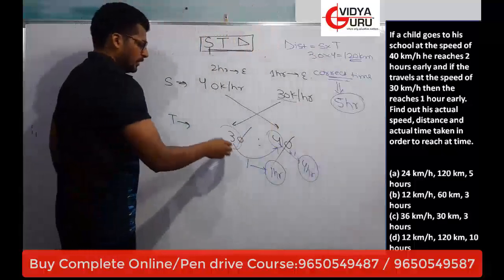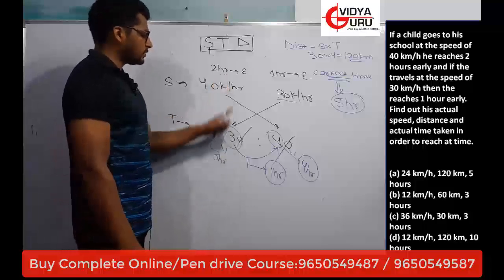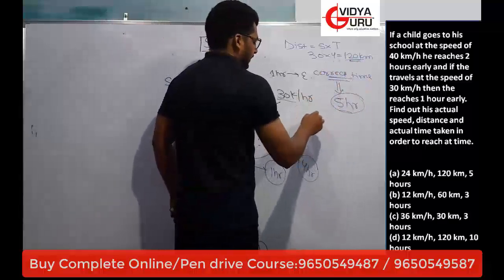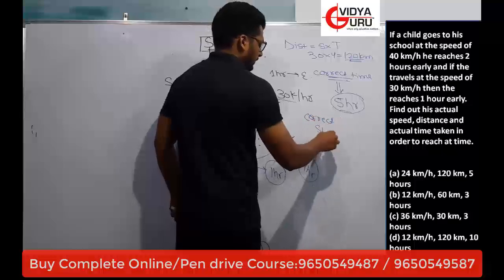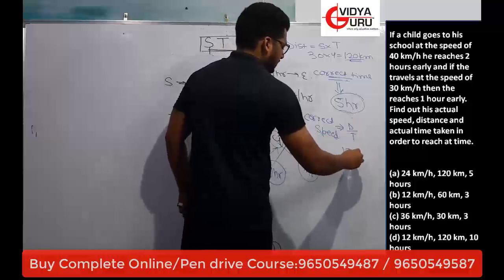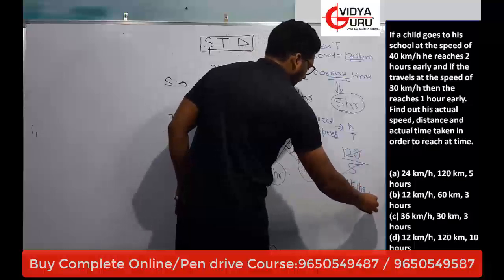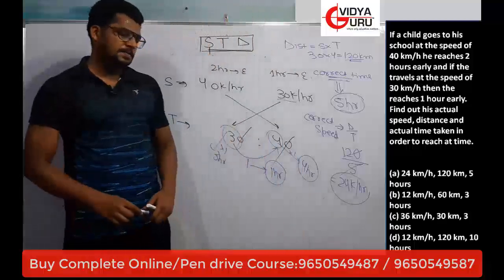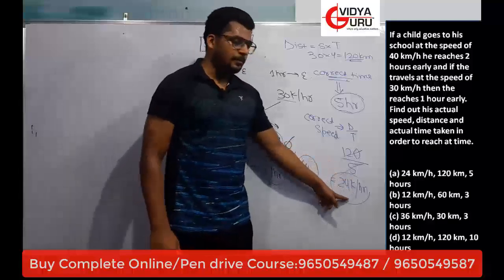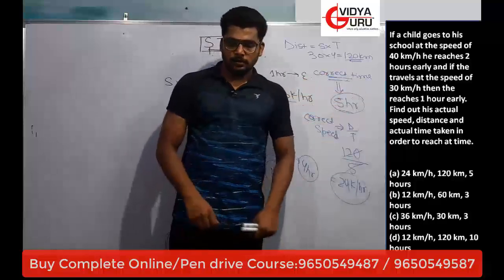Or we can find it from here also. The value of 3 will be 3 hours. If he reaches in 3 hours, he is 2 hours early, so he should reach in 5 hours. I have the distance and the correct time, so I can find the correct speed. Speed is distance upon time. Distance is 120, correct time is 5, so 24 km per hour. If he moves with a speed of 24 km per hour, he will reach school at the correct time. So option A is correct: 24 km per hour, 120 km and 5 hours.